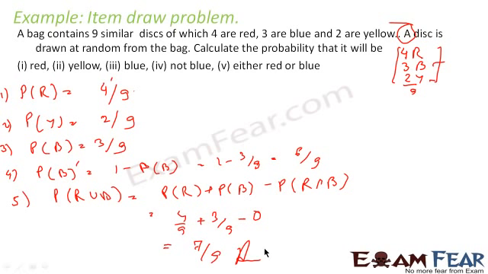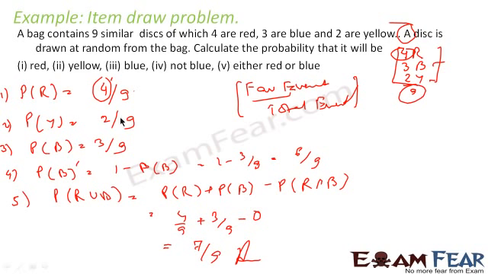So what we have done here is use the formula that probability is favorable event by total event. Favorable event is 4 because there are 4 red, by 9. 9 is total. Similarly for yellow, favorable is 2, there are 2, 9 is total. For blue, favorable is 3. That's how we found the answers.